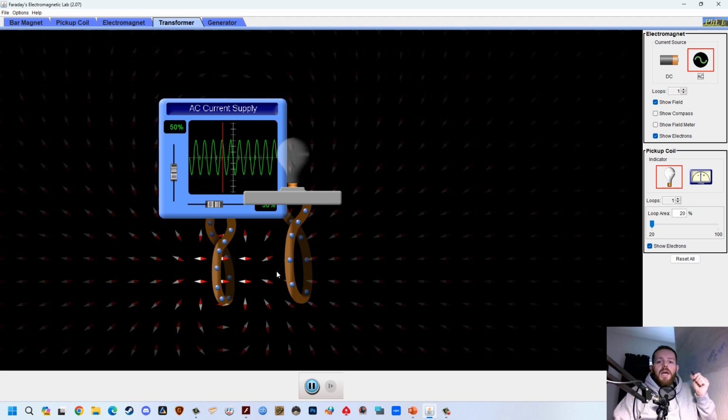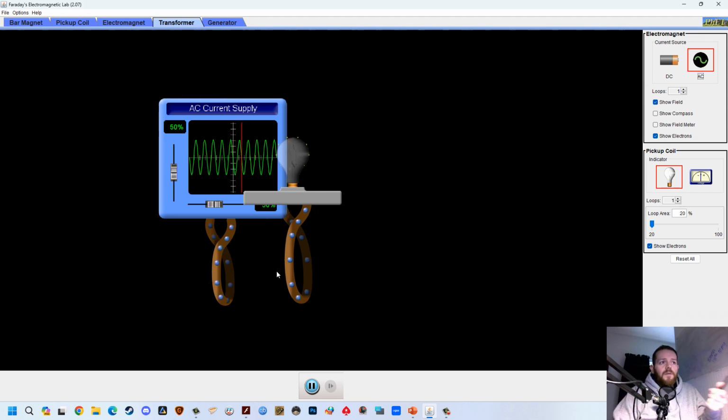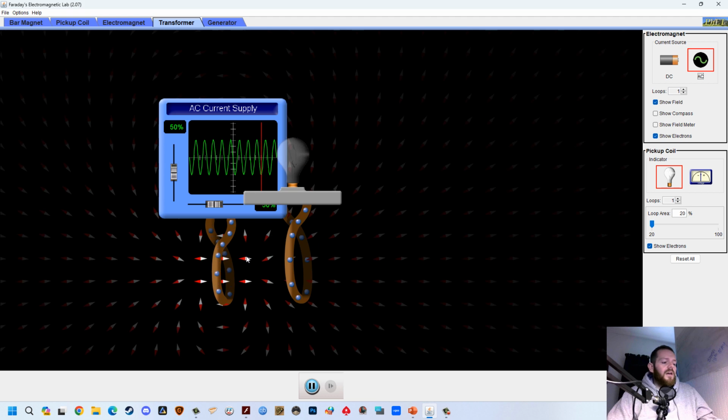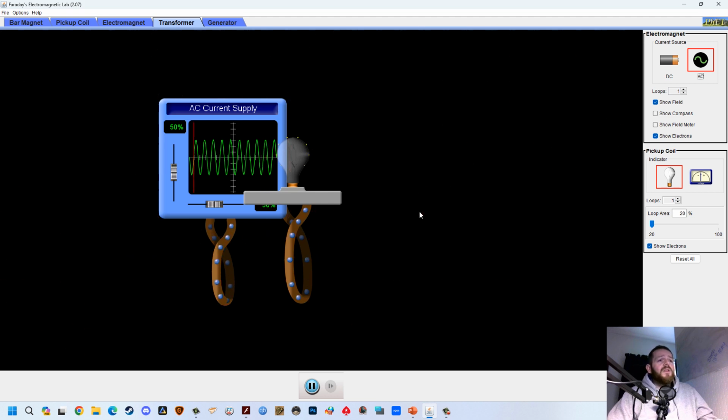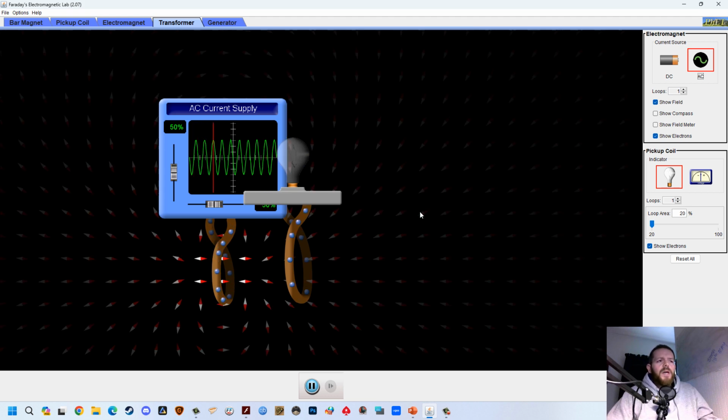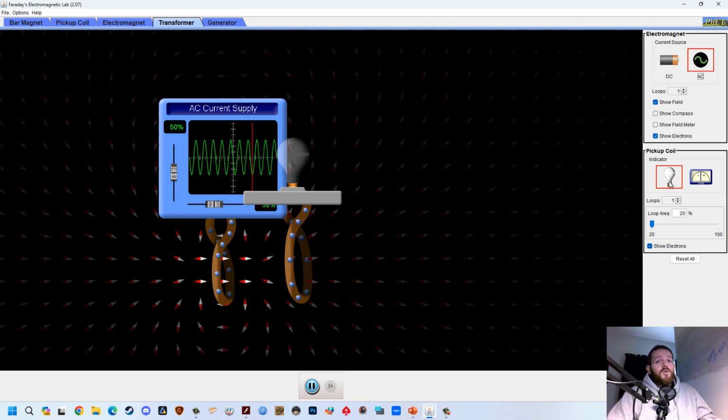Not much happening there. If you were asked to make a generator and to produce electricity, and you did this, I doubt the person that asked you to do it would be very impressed. So they want a brighter bulb. They want the brightest bulb possible. How could you make this bulb brighter? Well, let's have a look in the tool tray down here on the right hand side. What options have we got?